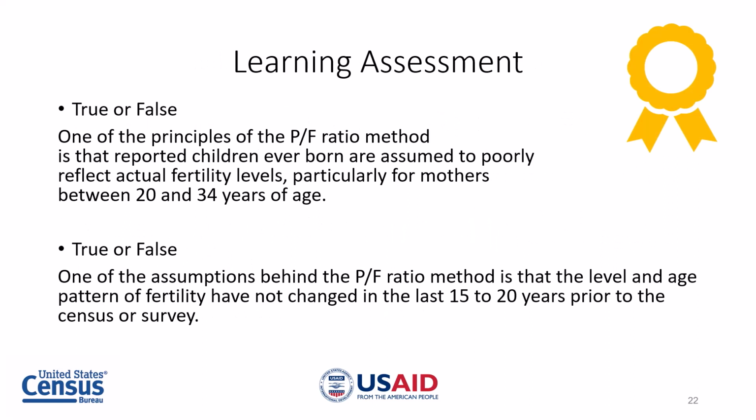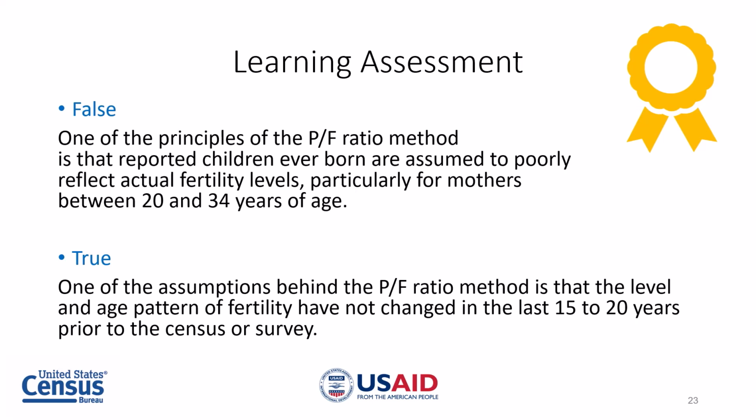Please answer true or false to the following two statements. First statement. One of the principles of the PF ratios method is that reported children ever born are assumed to poorly reflect actual fertility levels, particularly for mothers between 20 and 34 years of age. Second statement. One of the assumptions behind the PF ratios method is that the level and age pattern of fertility have not changed in the last 15 to 20 years previous to a census or survey.